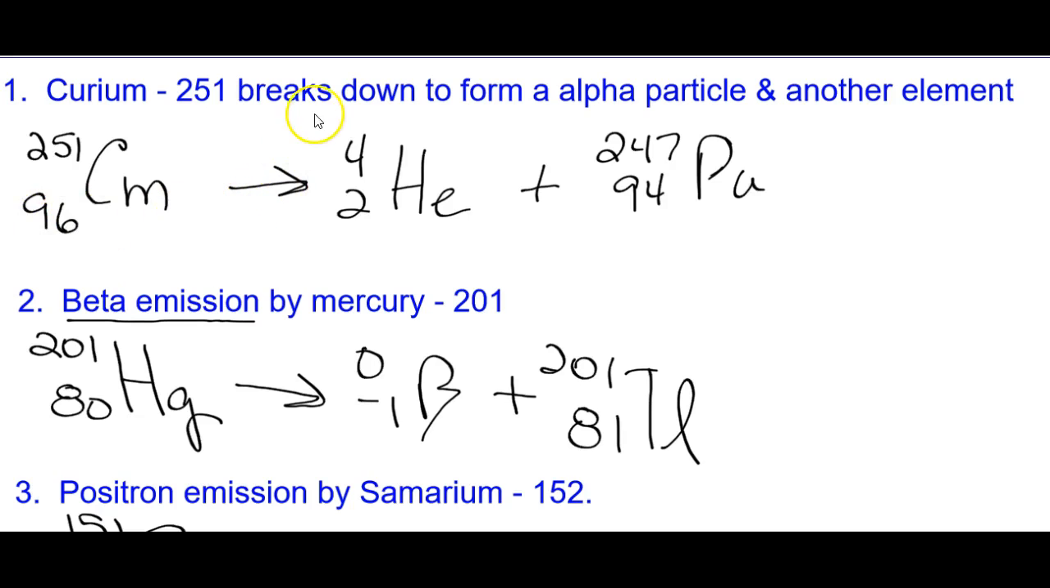It says breaks down, that should tell you to draw an arrow. It tells us it forms an alpha particle. This is one of those you had to memorize, 4,2He plus something. We don't know what this is. Based on the word problem, we have to come up with this.